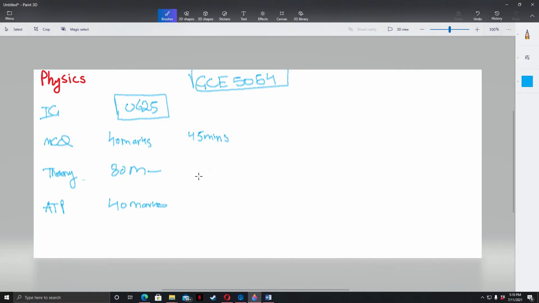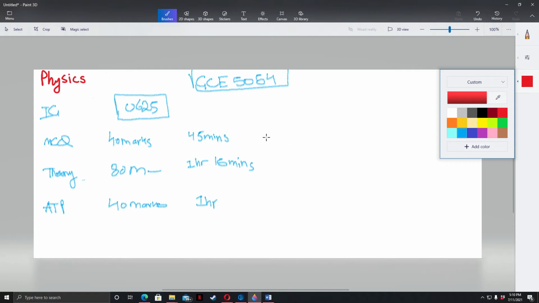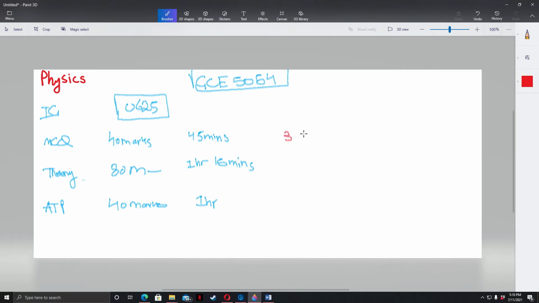That's up to you, but you have to practice in such a way that you are able to solve one MCQ per minute. And for theory, we have 1 hour and 15 minutes, which is 30 minutes less than we have in GCE. 1 hour and 45 minutes. Oh, sorry, 15 minutes. Then for the ATP, we have 1 hour, same as GCE. The percentage weightage is specified on the website. For the MCQ it is 30%, for theory it's 50%, and for the ATP it's 20%.